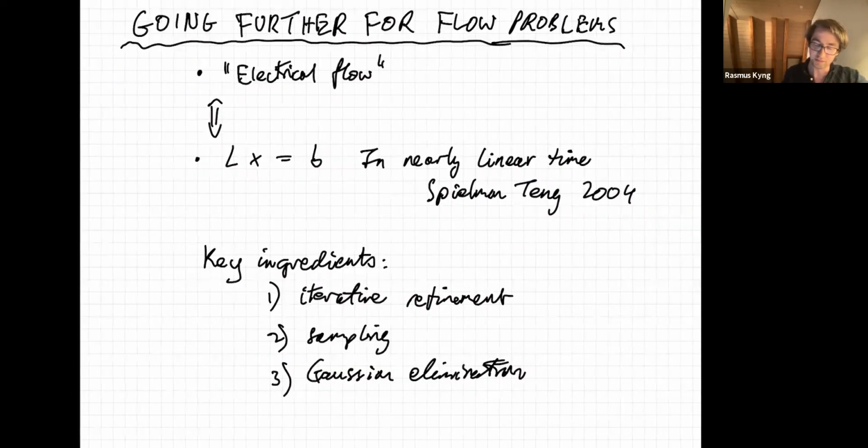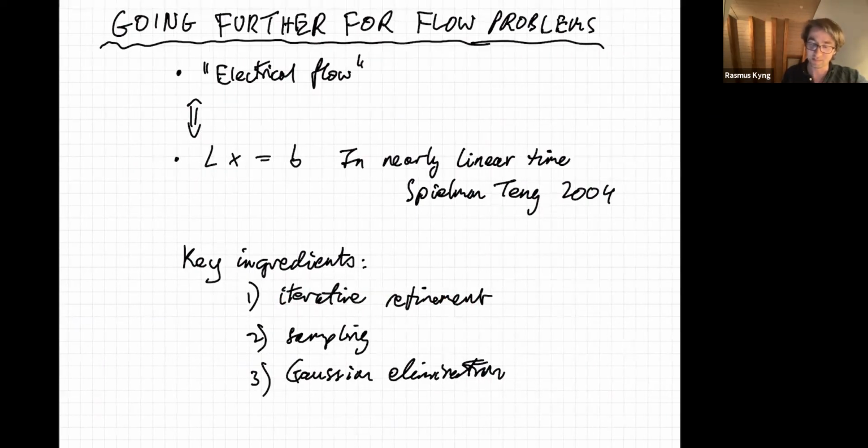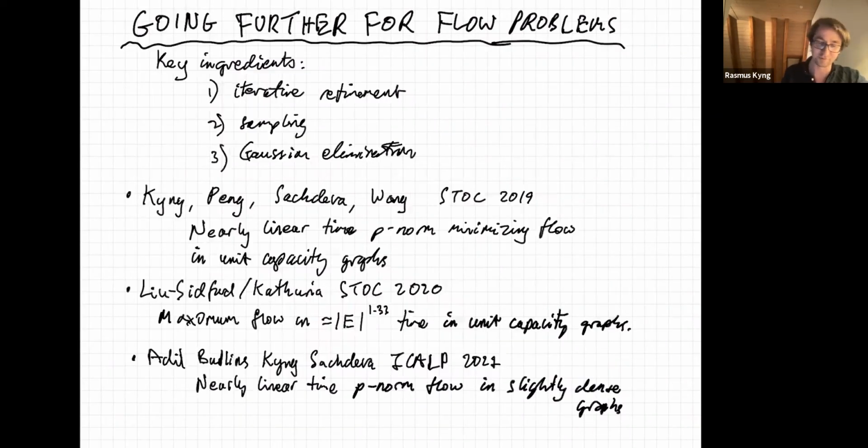But now we came up with iterative refinement for a nonlinear problem. And then it turns out that, sorry, there's a lot of text here. We can actually do sampling and Gaussian elimination for this nonlinear problem too. And then we get a nearly linear time p-norm minimizing flow algorithm, although at the moment only in unit capacity graphs, which turns out to be a very, very severe restriction, okay? But this is not using linear equation solvers at all. It's by repeating all of the theory of linear equation solvers directly for nonlinear problems.